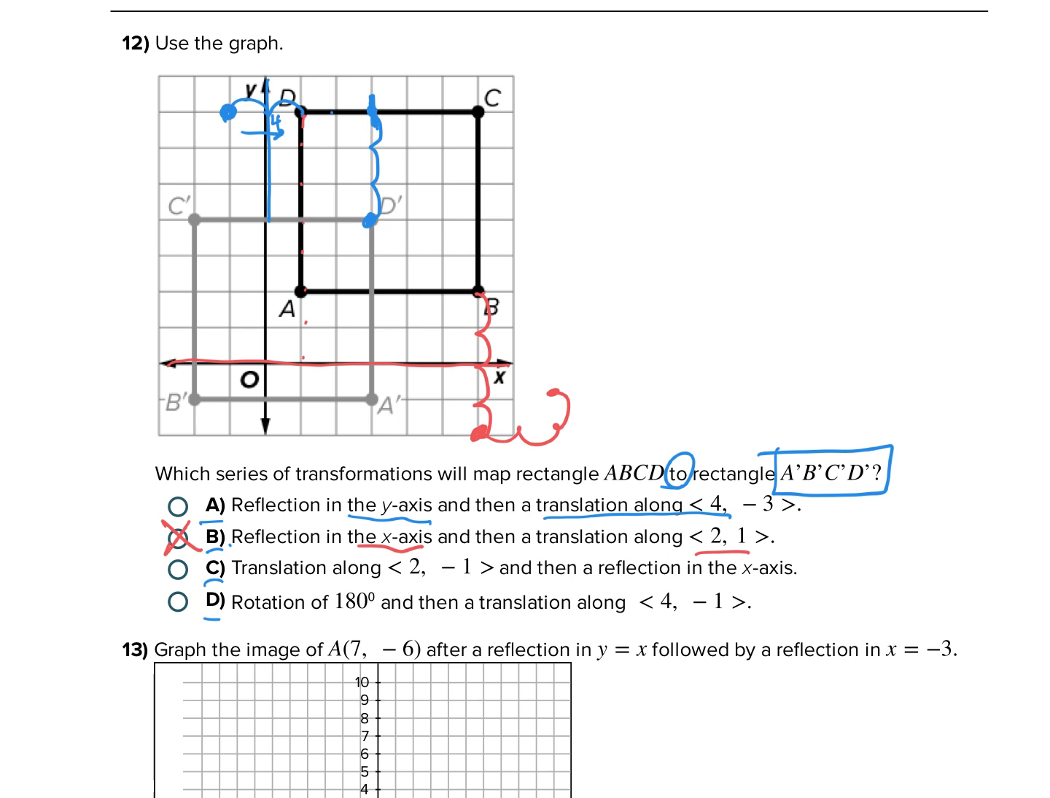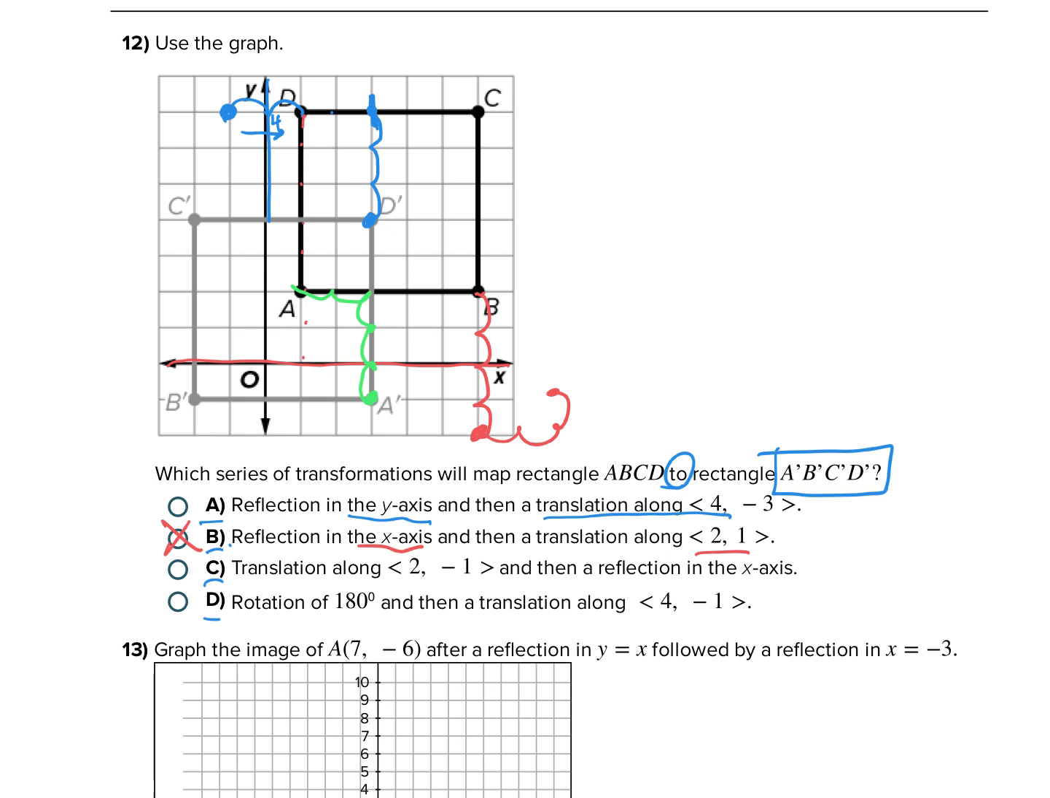C, a translation along 2, -1, and then a reflection. Okay, so let's try, we'll use A this time. Translation of 2, -1, 1, 2, -1, and then a reflection over the x-axis. So 1 unit to the x-axis, 1 unit over the x-axis. Aha!